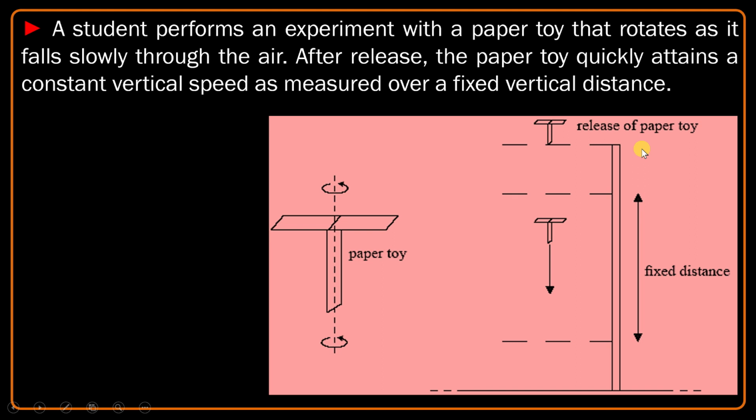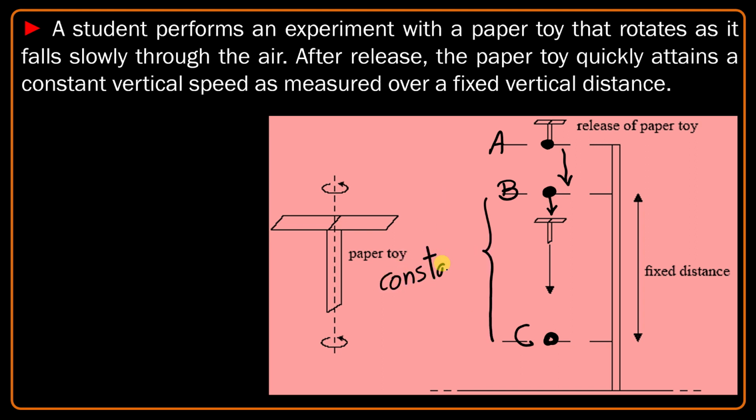So let's name it point A, and from the point A, it starts coming down with accelerated motion maybe to the point B. So it's accelerated motion. And then it gets a terminal speed, a constant speed, and goes with that speed from B to C. Okay, so from here to here, it is a constant speed motion.